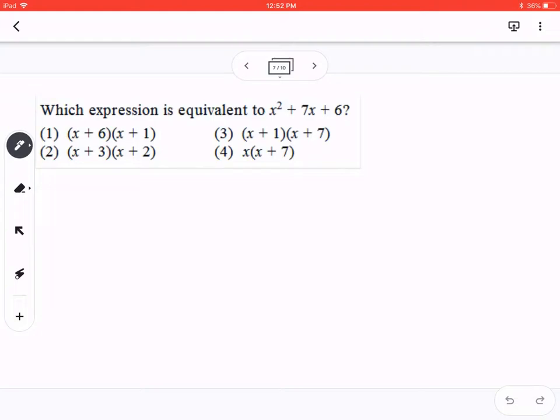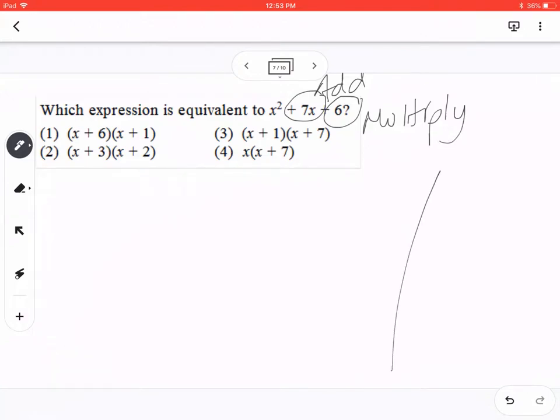In question 7, this is going to involve trinomial factoring. We're going to have to figure out two numbers that add to be a positive 7, but also multiply to be a positive 6. The best thing to do is to first look at how you multiply to be a positive 6. 1 times 6 would get you there, also 6 times 1, 2 times 3, 3 times 2.